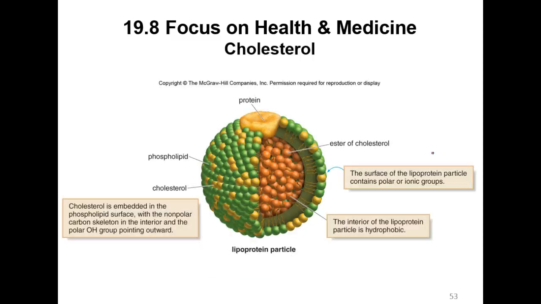Okay, so this is an example of a lipoprotein. Again, a lipoprotein is a combination of a protein and a fat. You can see the protein is on top, and you have a bead of phospholipids, as well as the cholesterol kind of trapped inside of it. You can read this and see that cholesterol is embedded in the phospholipid surface with a nonpolar carbon skeleton in the interior and the polar OH pointed outwards.